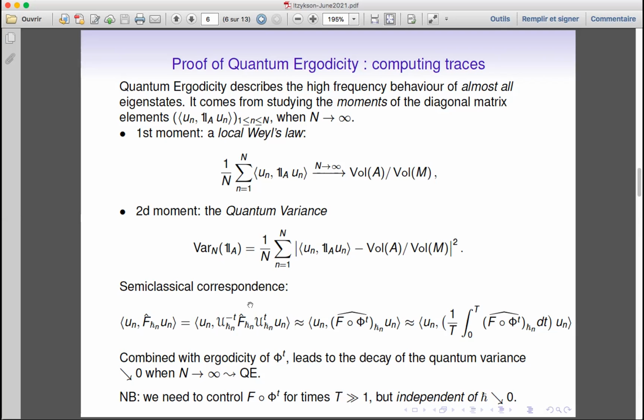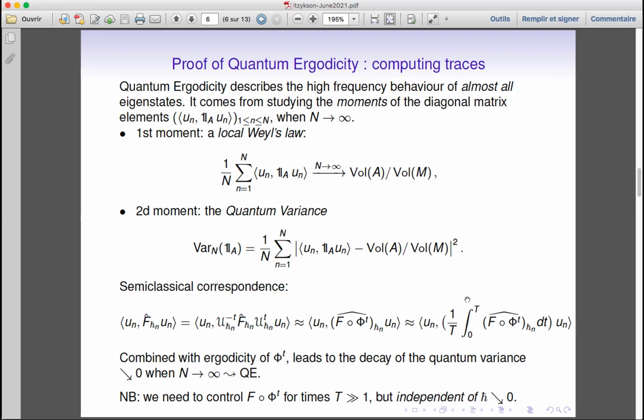Okay, it's a physics notation. So it's the same as, is approximately equal to the quantization of the classical evolution. This is the semiclassical correspondence. And then if this is true for a time t, this is true for any time t between 0 and capital T, and therefore you can take the average with respect to the time. So this is why you have the right to take the average with respect to time.